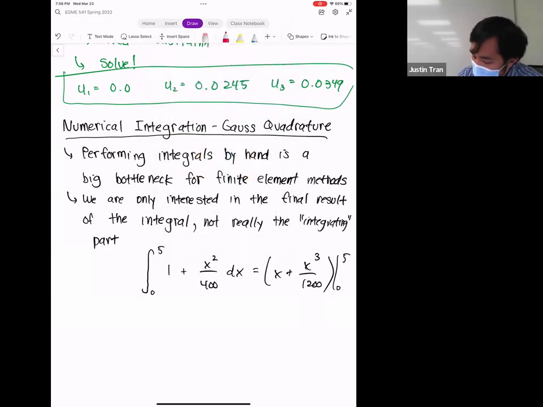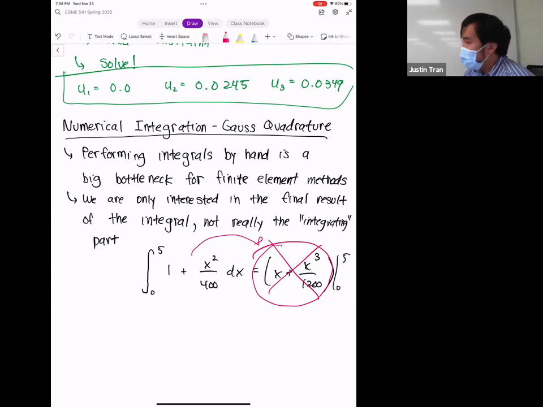This part right here, right? That part right there where we basically took our integrand and performed the antiderivative to get that. We don't really care what that is, right? We only care about what comes after when we apply the integration bounds. Okay? And what we call that is evaluating the integral. So we only care about the evaluation of the integral, not the integrating itself, not the antiderivative.